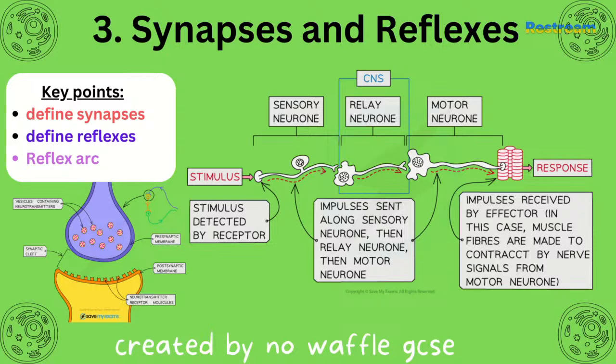So, an example could be if someone shines a really bright light in your eye, your pupil will then automatically get smaller, which means constrict. And this means that less light can get into your eye, stopping it from being damaged.